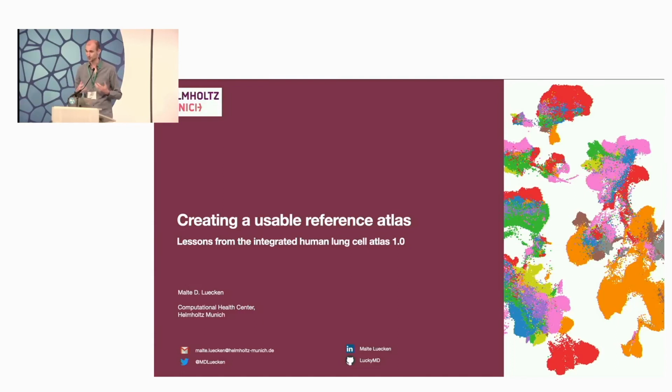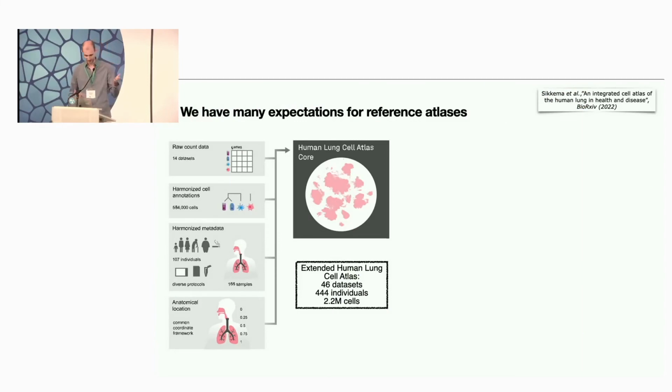We're talking today about reusing data, and one of the purposes of a reference atlas is really how to repurpose published data sets to provide value for the community beyond what the data sets were initially generated for, to try to get a little bit more out. And we've heard yesterday in Fabian's talk and a couple of other talks mentioned as well that we've recently built an integrated reference atlas for the human lung, combining 14 to 46 different data sets, depending on whether you look at the core or the extended, harmonizing reference, cell annotations, metadata, and anatomical location.